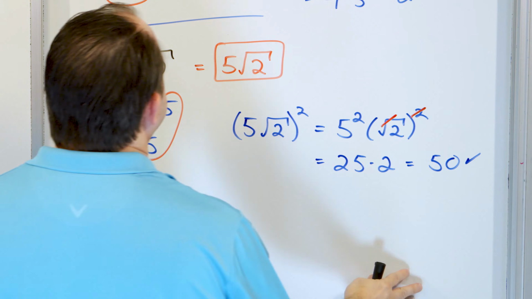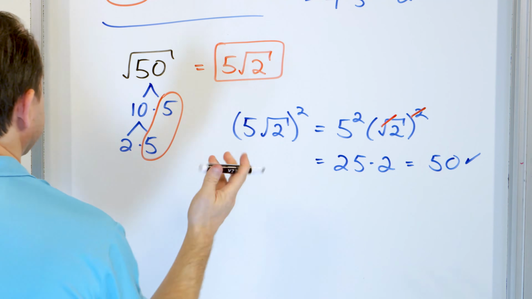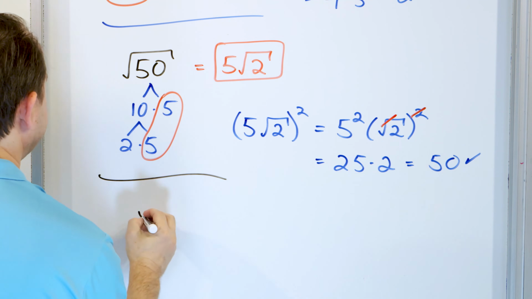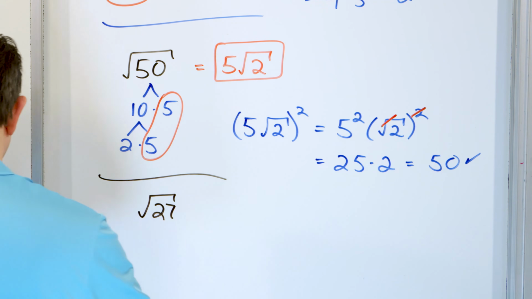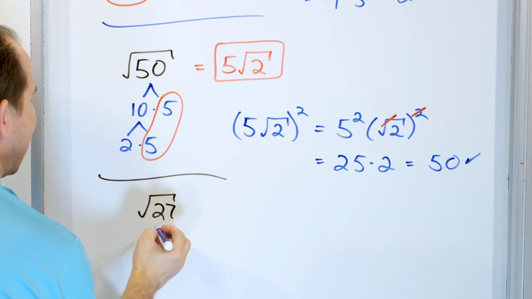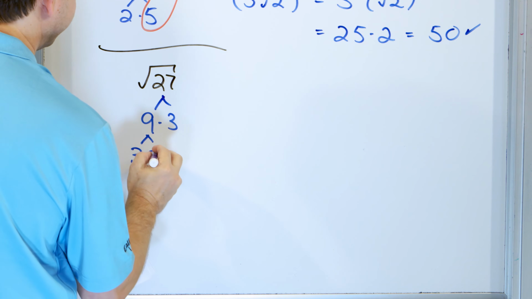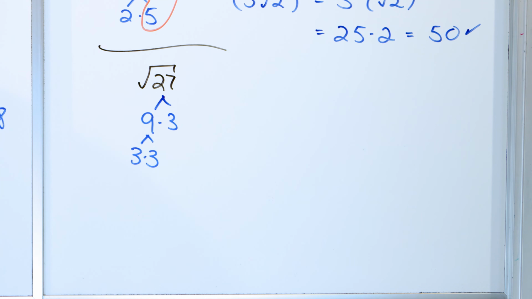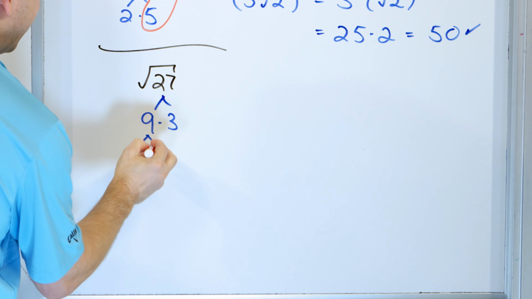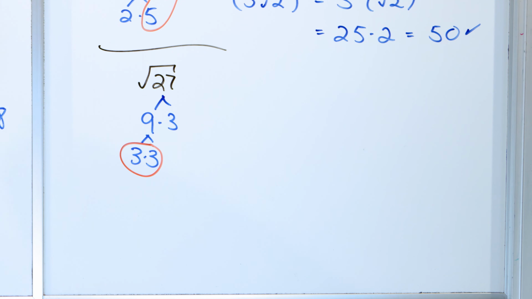All right. I think we can do one more here. What about the square root of 27? Now, what I think of is 9 times 3 is 27, and the 9 I think of as 3 times 3. Now, I have prime numbers down at the bottom, so I stop and I look for pairs. I have a pair of 3's.